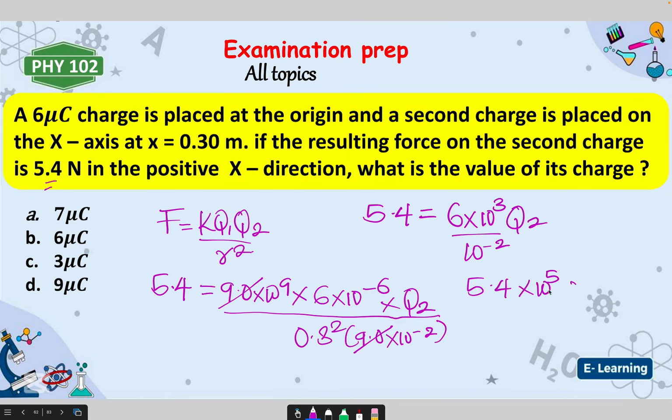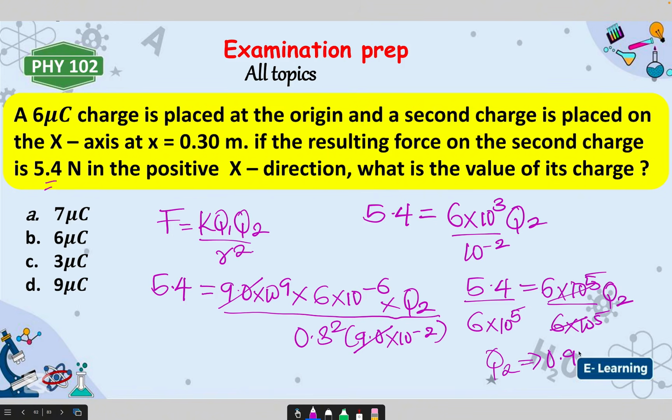Is that okay? So 5.4 will be equal to 6, when this one comes up, times 10 raised to the power of what? 5, times Q2. Divide both sides by 6 times 10 raised to the power of 5. Are you sure this is correct like this? Our Q2 will be 5.4 divided by 6. Okay, that is correct.